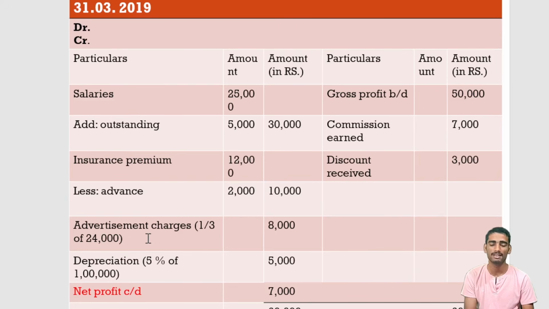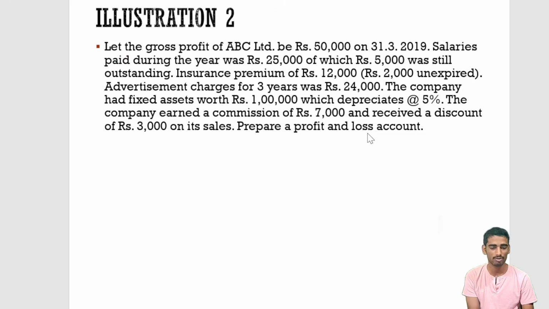Similarly, the advertisement charge, they already said that it is 1/3 of 24,000. It was stated in the question. Okay, that is the advertisement charges. Wait, I am showing. I think where they have given it, yes, the advertisement charge is 24,000 for 3 years. 3 years means what?